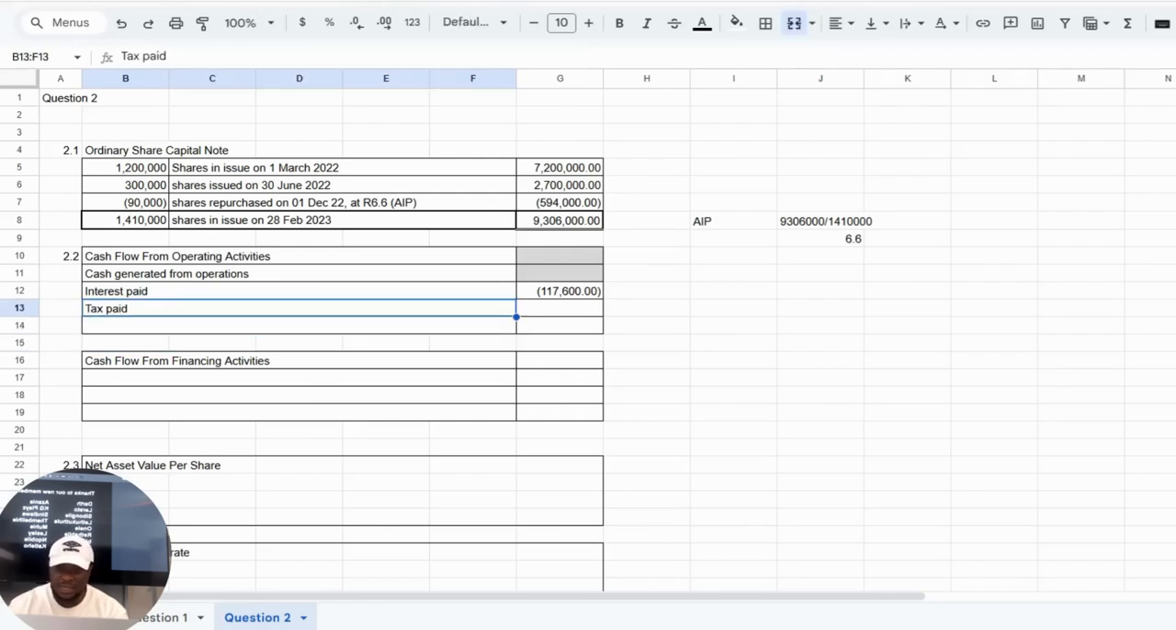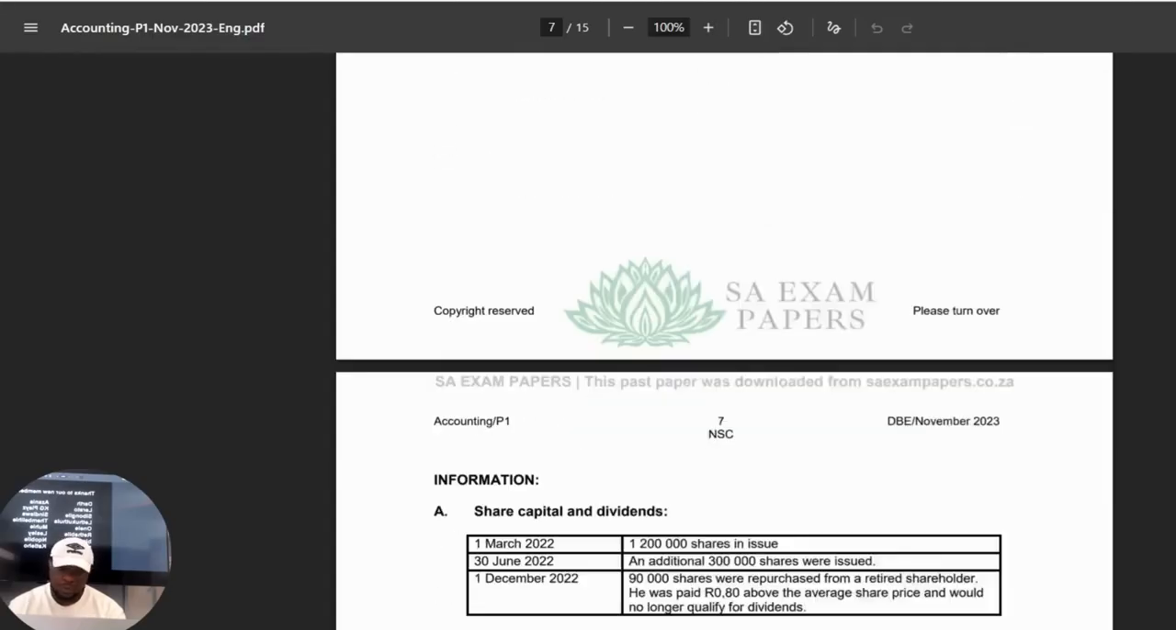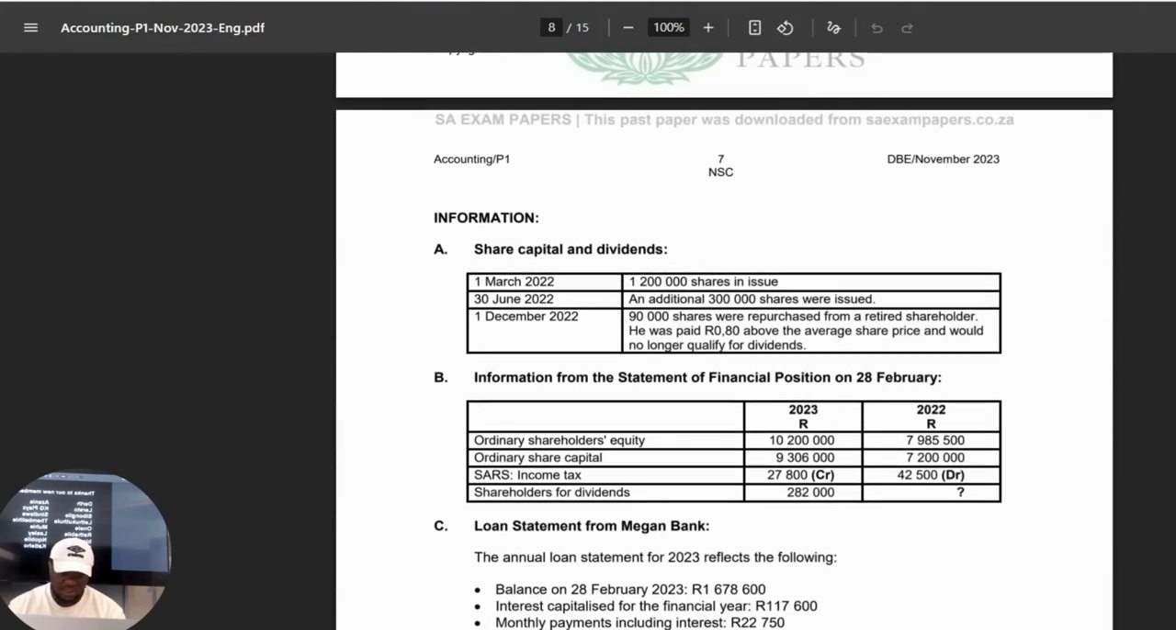And now for the tax paid, let's have a look then at how we can do that. So the first thing that we're going to look at is basically SARS income tax at the beginning and at the end of the year, and then we also need to know the income tax expense for the year. Okay, so let's start with the SARS income tax at the beginning and at the end of the year. So you can see here that we have 42,500, which is debit, which means that at the beginning of the year, SARS would have owed money to the business. All right, so then that would be a positive amount, right? Because this isn't money that would be paid by SARS during the current financial year, because they would have owed us this amount when the year started.